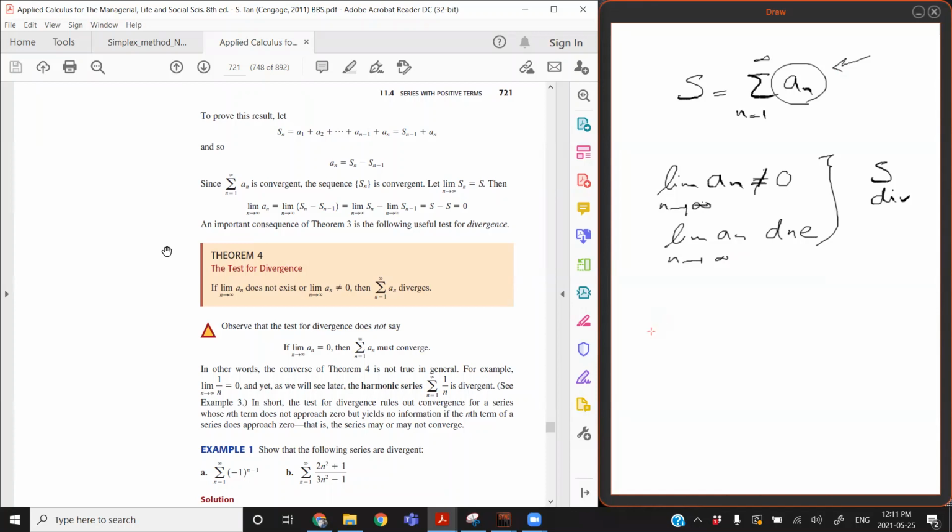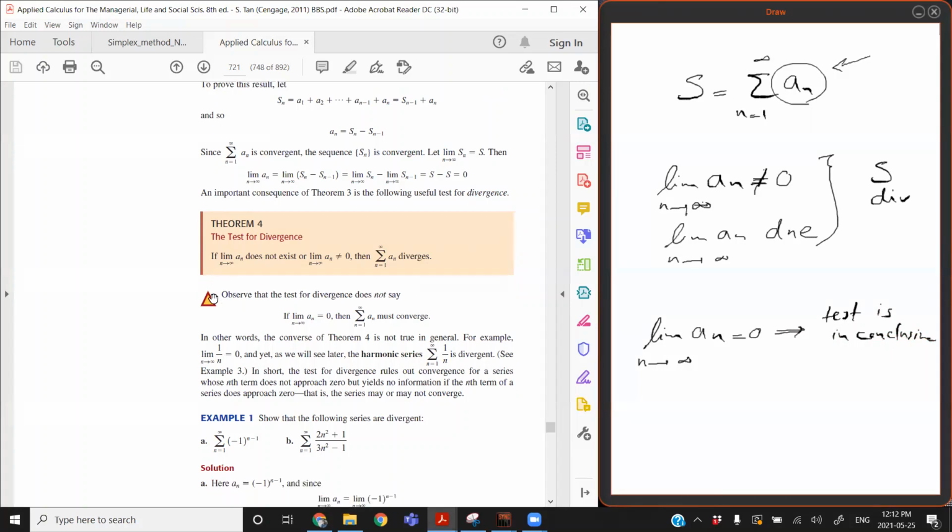But the other thing that can happen is that maybe the limit of a_n as n approaches infinity is actually equal to 0. In that case, the test is inconclusive. So that was one thing we learned last class.